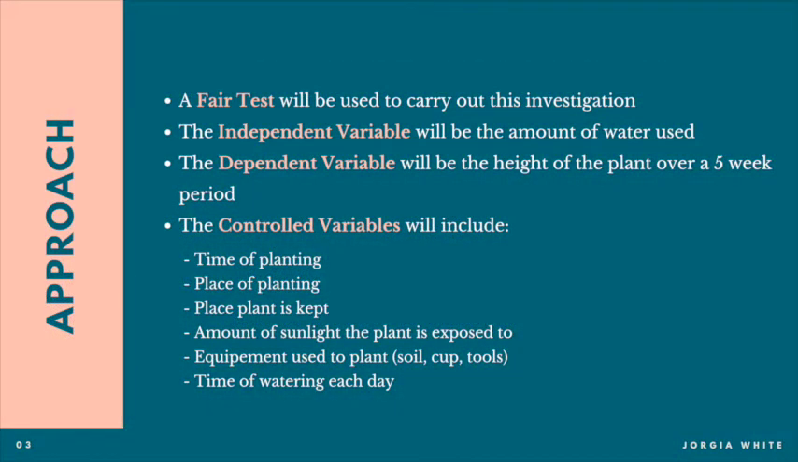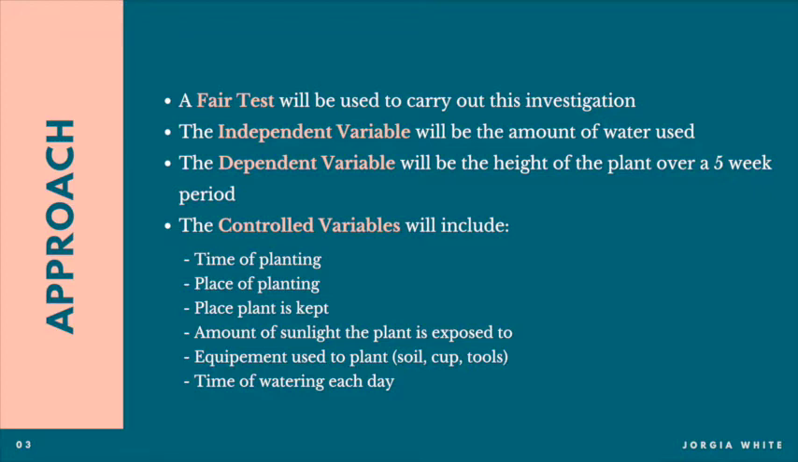The approach taken to conduct this investigation will involve a fair test in order to ensure the variables that are changed are directly affecting what is being measured. The independent variable which will change throughout the investigation will be the amount of water used. The dependent variable that will be measured will be the height of the plant tracked over a 5-week period. There will also be many controlled variables, which will always remain the same throughout the course of the investigation.